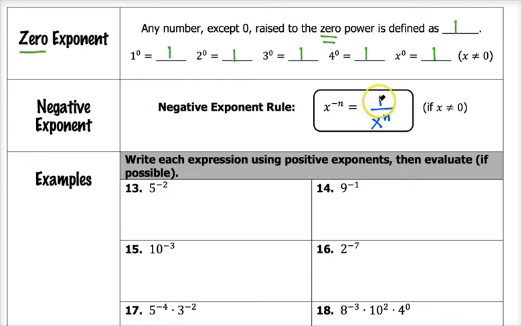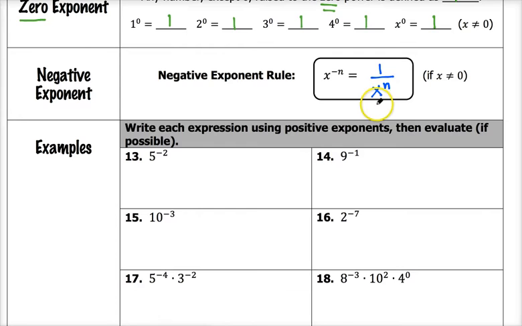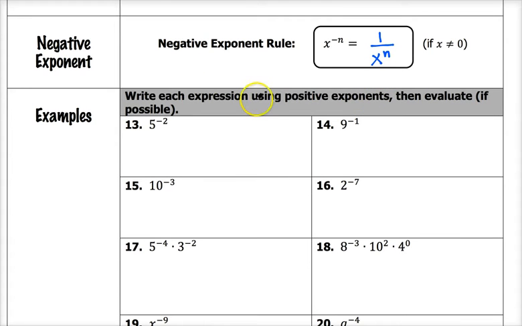So we're going to practice both those rules now in these examples below. We're going to write each expression using positive exponents only, okay? Positive exponents only, and then evaluate them if possible.